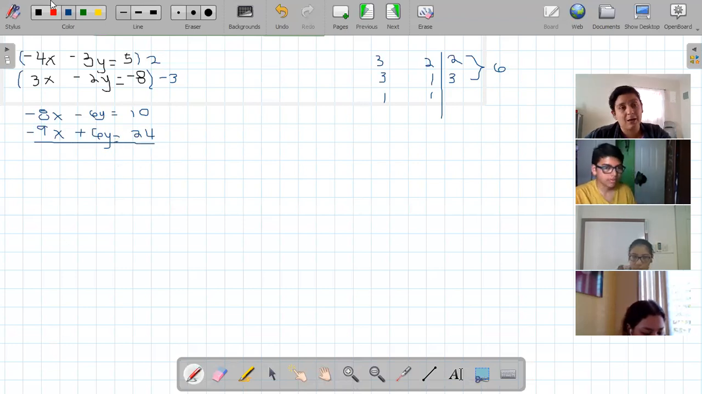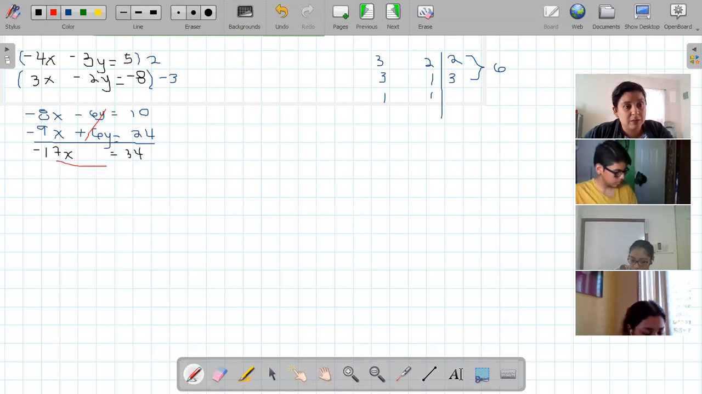And now I'm starting to add and subtract. Now remember, these are different signs, so I can cancel them out. And I'm left with -8x minus 9x. -17x. Very good, because same signs I add and I keep the sign. Equals to 10 plus 24. 34. Very good. Now I'm left with one step equation.